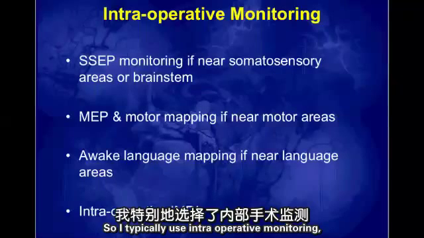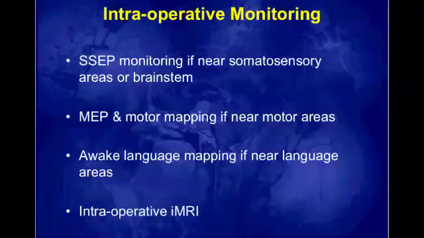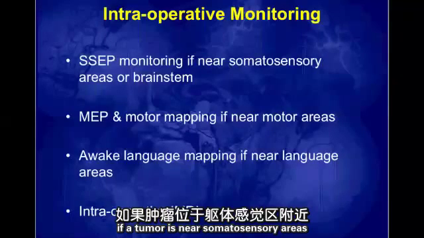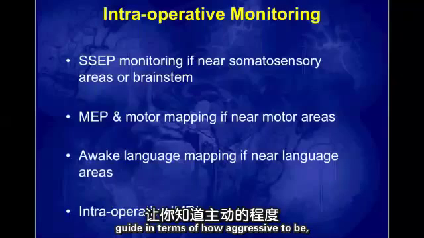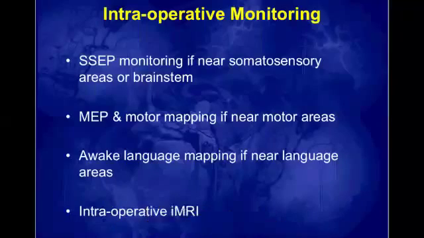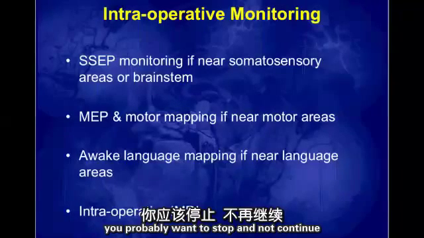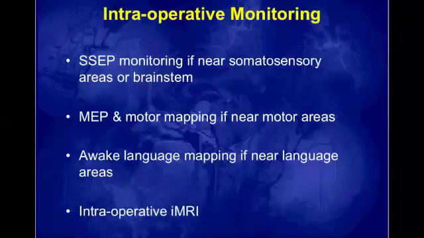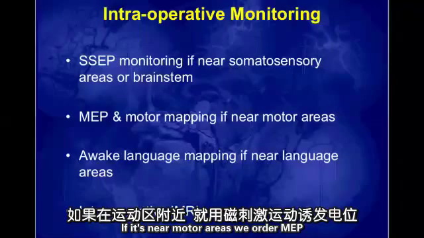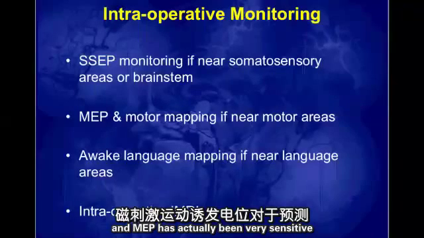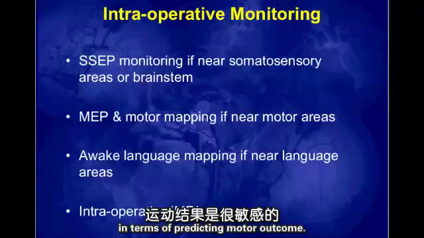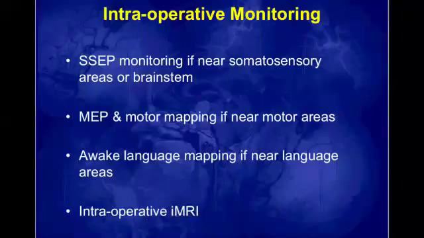So I typically use intraoperative monitoring, for instance, SSEP if a tumor is near somatosensory areas or the brainstem, because that helps you guide, in terms of how aggressive to be if you start seeing drop-offs in SSEP. You probably want to stop and not continue, being more aggressive into that area. If it's near motor areas, we order MEP and motor mapping. And MEP has actually been very sensitive in terms of predicting motor outcome.